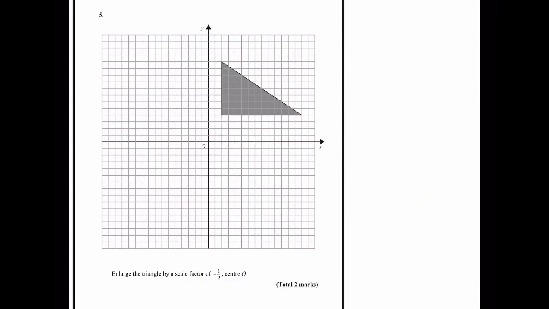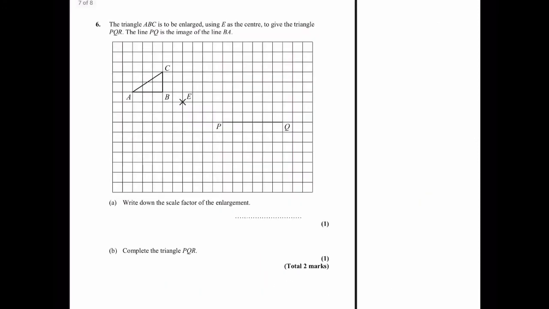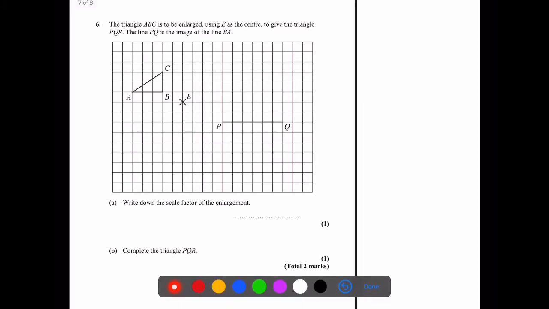All right, so question 6 then. The triangle ABC is to be enlarged using E as the centre. To give the triangle PQR, the line PQ is the image of line BA. Okay, so basically what it's saying here is, well, first of all, question A is saying write down the scale factor of the enlargement. Now that's quite easy because we can just say, well, the scale factor must be whatever this was.